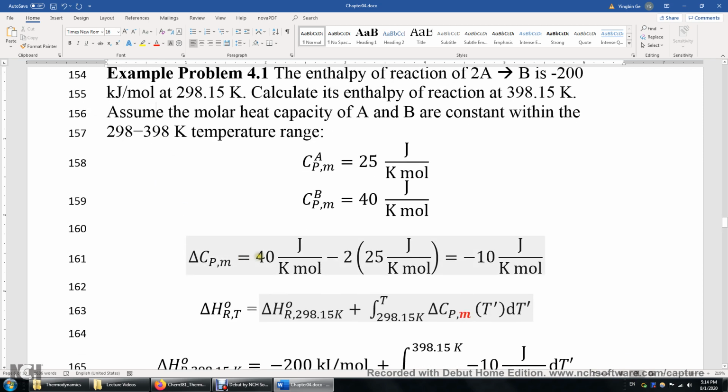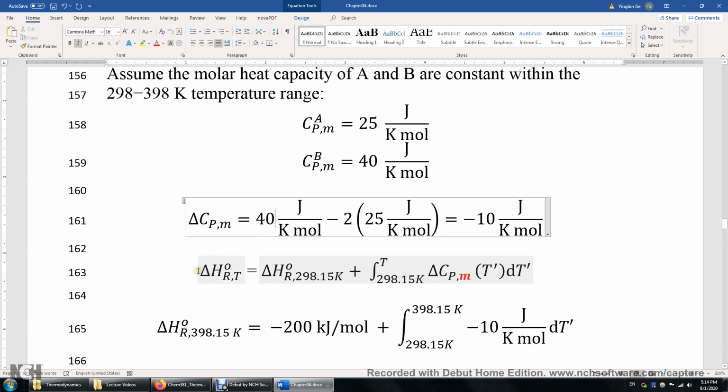So delta CPM is simply 40 minus 2 times 25, because of the coefficient in front of A. There are 2 of A. So it's going from 2 times 25 to 40. The change is negative 10.